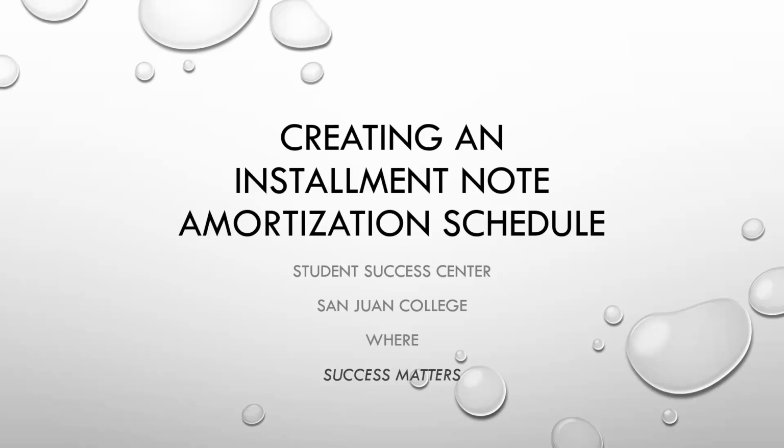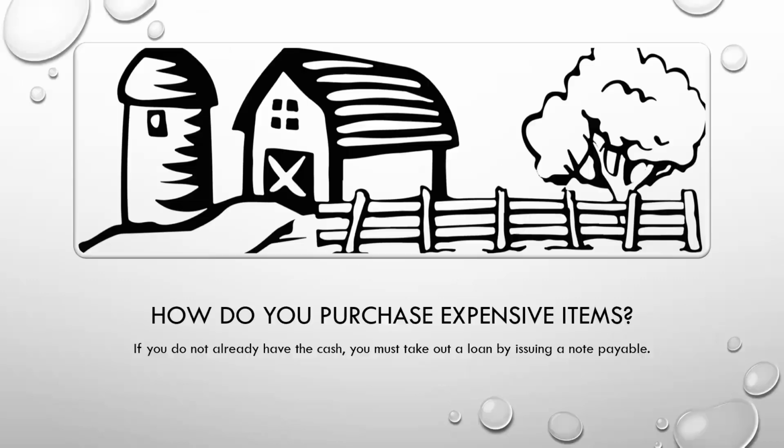In this video, I'm going to show you how to create an installment note amortization schedule using Microsoft's Excel application. Some items are too expensive to buy outright, such as a home, a vehicle, capital equipment, or even a business. In these cases, an individual or firm must take out a loan by issuing a note payable to a bank or other financial institution for the funds necessary to make the purchase.